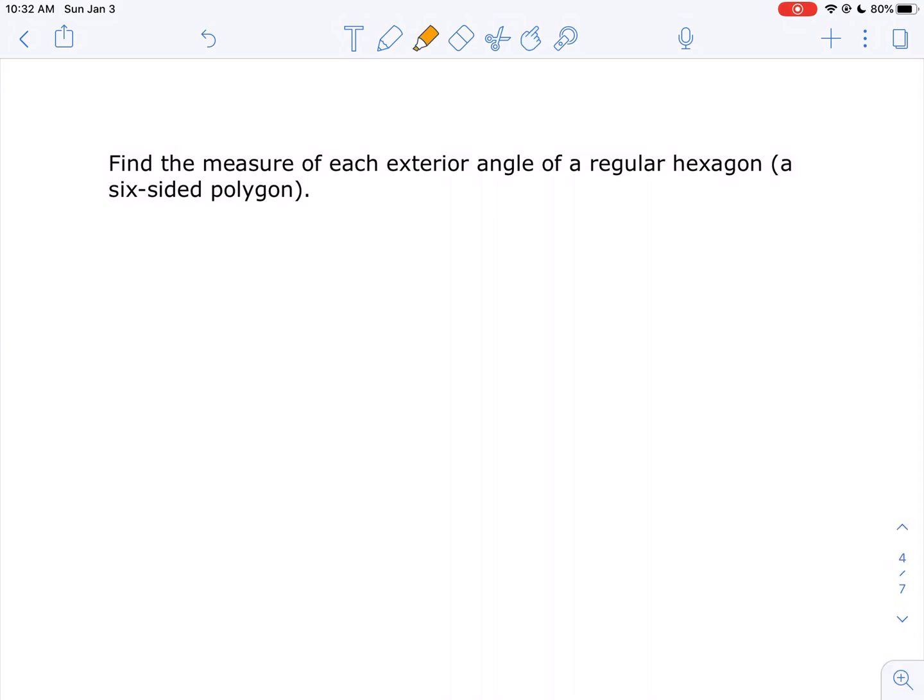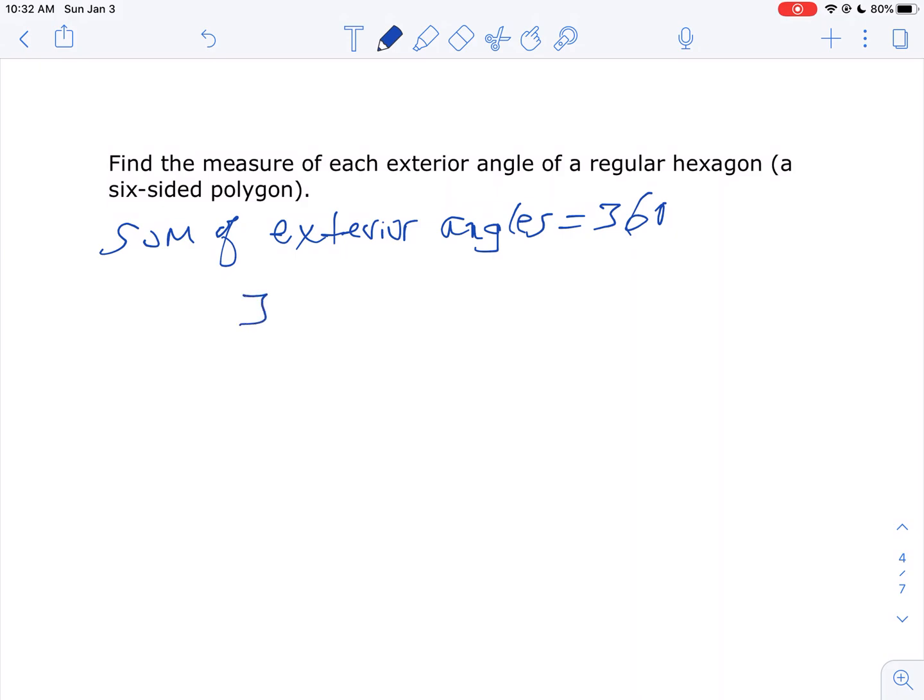Each exterior angle of a regular hexagon. Now we know the sum of exterior angles of any polygon is always 360. Well, since there are 6 sides to a hexagon, I take 360 divided by 6. That gives me 60 degrees. That's all you have to do. That's from your formula sheet.